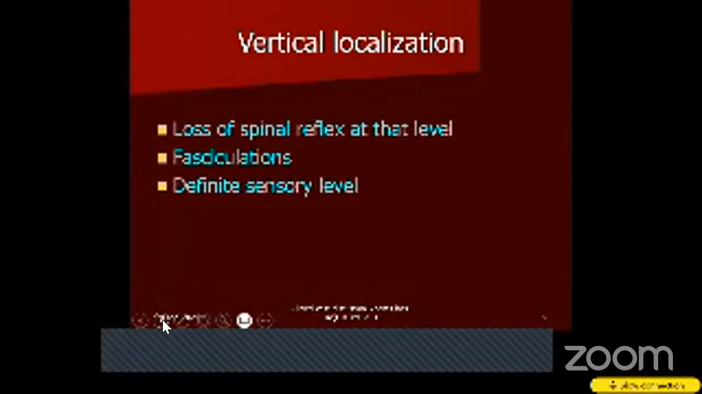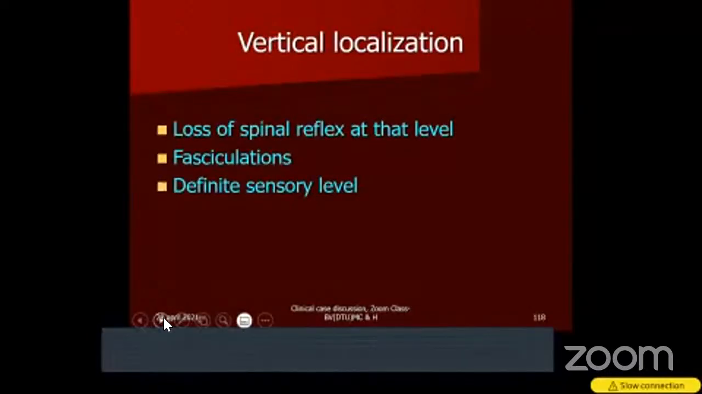So one thing you learned is that LMN signs are at the level of the lesion, UMN signs are below the level of the lesion. So this is a vertical localization. Suppose it is a C5 problem, you will have wasting of the deltoid muscle, fasciculations, and possibly a loss of sensation on the lateral aspect of that. And in the lower limbs, you will have stiffness and increased reflexes, extensor plantar, and abdominal reflexes will be absent. So that's the type of localization which will help you.